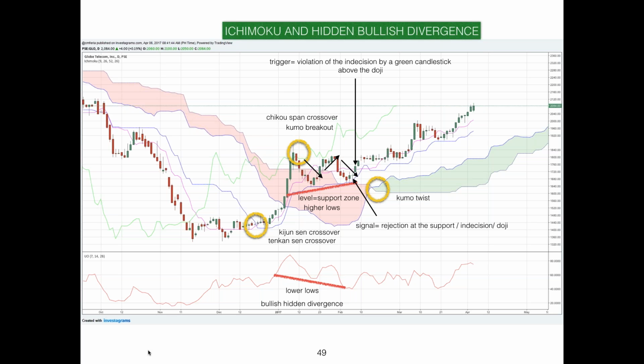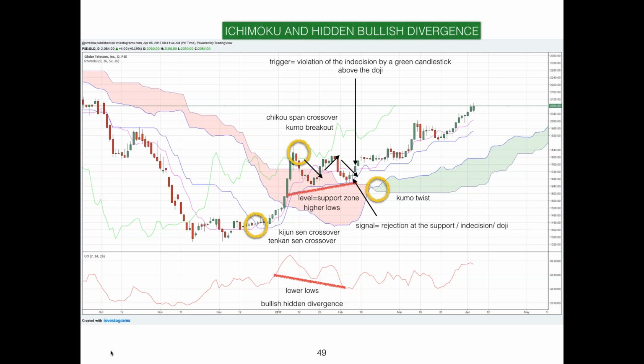And then you have the trigger. The trigger is a violation of the indecision by a green candlestick above the doji. So there's additional probability that we could use to know if price will continue on its uptrend. This warrants us to buy at the support level. This is the bullish hidden divergence. So at this point, we see that the price is making higher lows while the oscillator is making lower lows. There is disagreement between the price and the oscillator. The hidden bullish divergence adds conviction to our entry.